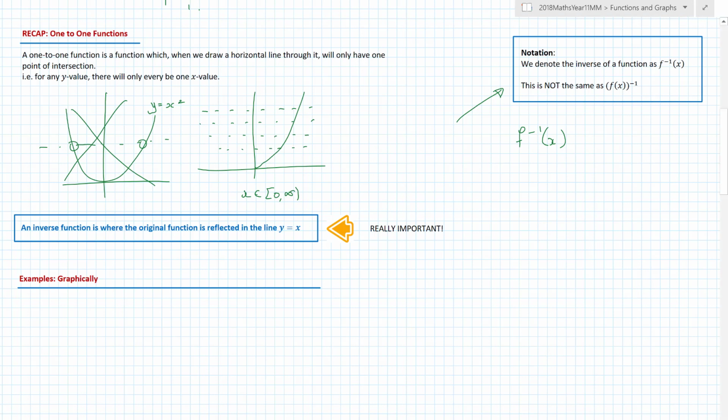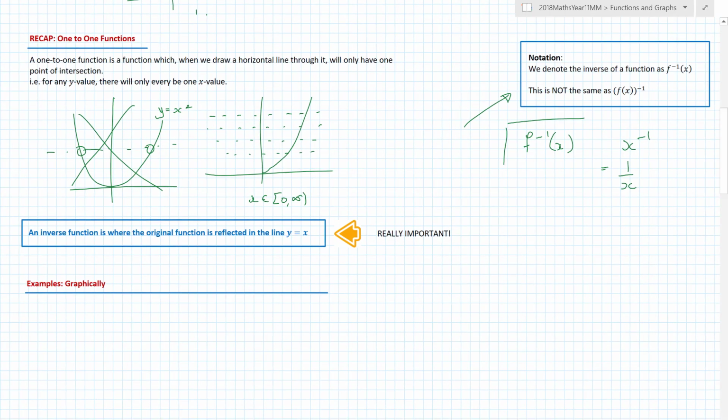Right now, again, if normally we had x to the minus 1, we would know that that would be 1 over x. But in this situation, and the questions generally make it clear, just be aware that f to the minus 1 of x is a way of saying find the inverse of a function.